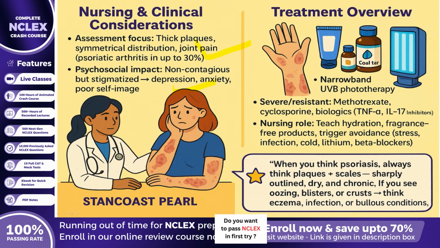Test-taking pearl: when you think of psoriasis, always think plaques and scales, dry, chronic, and sharply outlined. If you encounter oozing, blisters, or crusts, shift your suspicion toward eczema, infection, or bullous conditions instead.